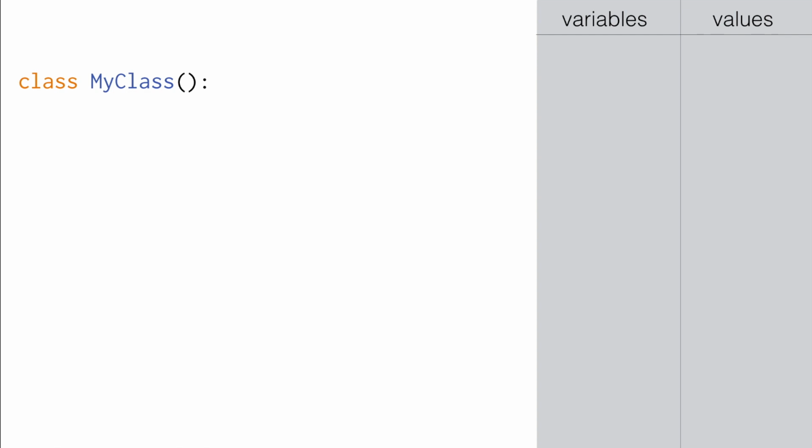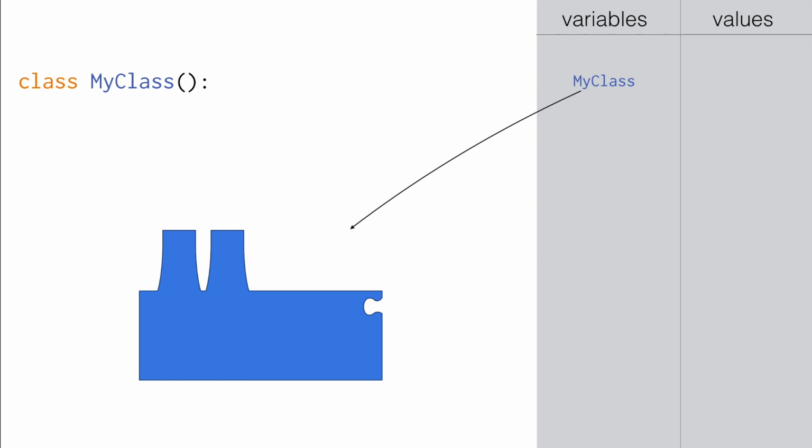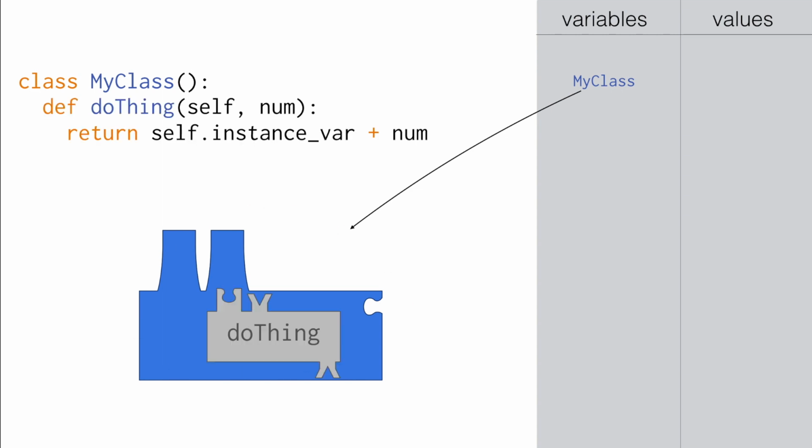We can create an empty class named myClass by saying class, and then the name of the class we want to create, and then open and close parentheses and colon. And that's going to create a class named myClass, so we have variable myClass that points to a class object.